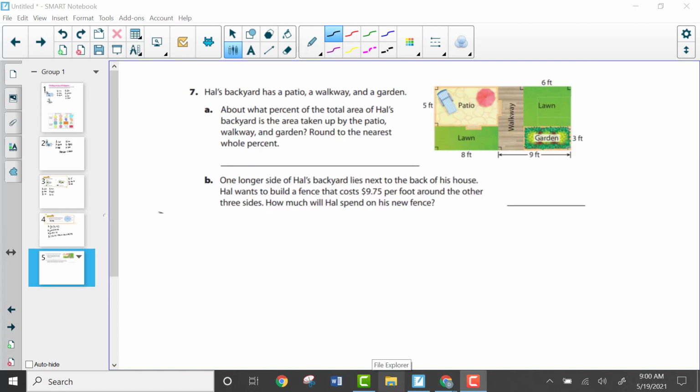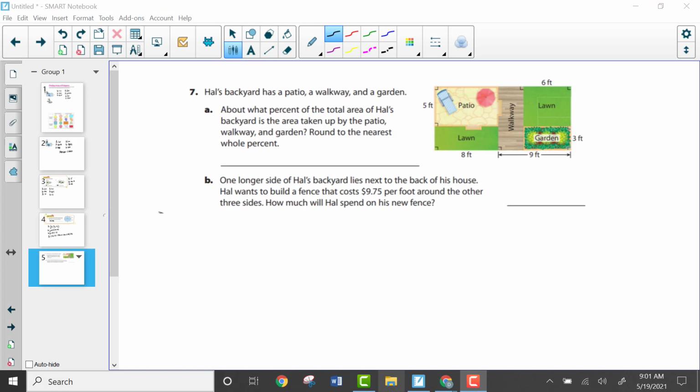Now what I would like for you to do is turn to page 393, and we're going to look at number 7. For number 7, it says, Hal's backyard has a patio, a walkway, and a garden. Letter A says, about what percent of the total area of Hal's backyard is the area taken up by the patio, walkway, and garden? And it says round to the nearest whole percent.